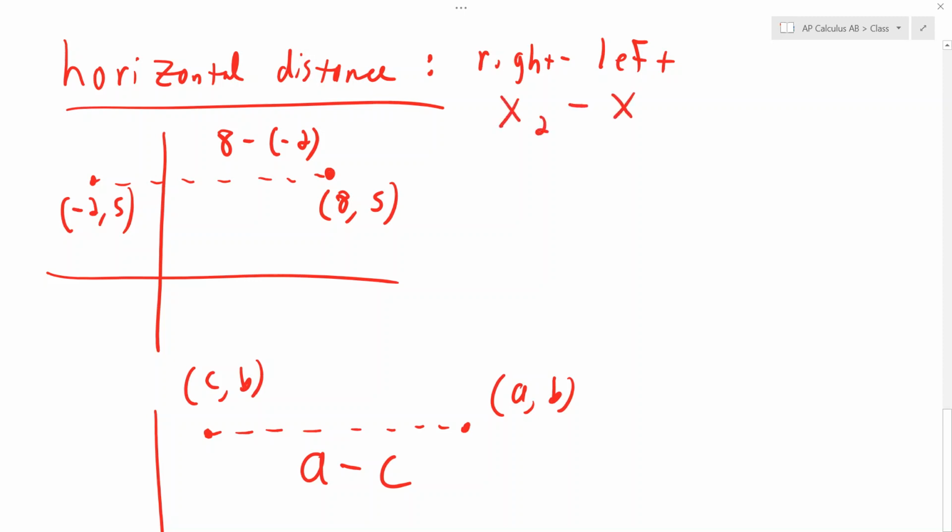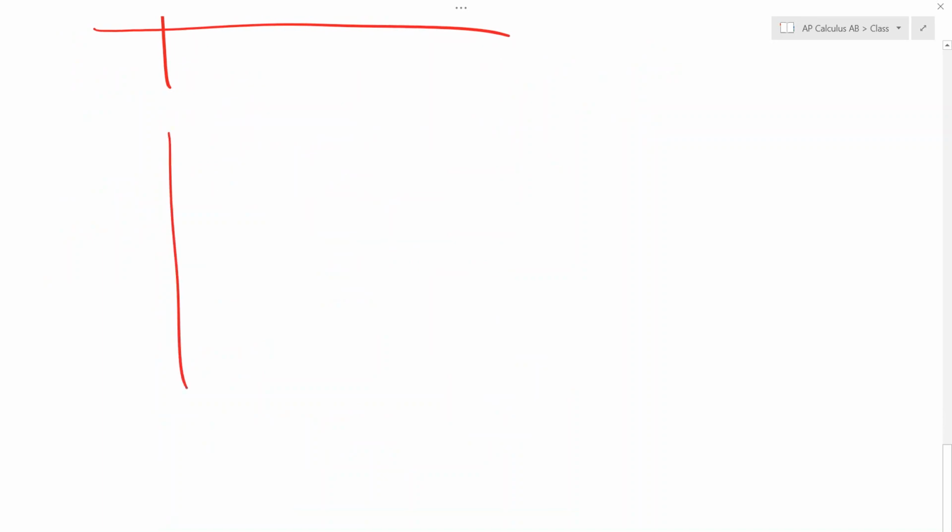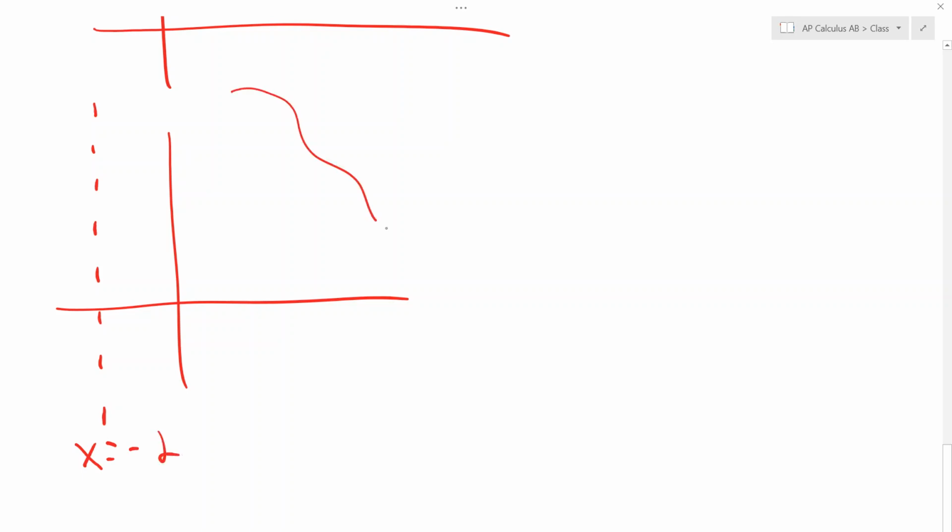So let's take a look at what that might look like if we had a curve of some kind. Okay? Let's say we had a line back here at x equals -2. That's fun. And I had some curve over here like that.